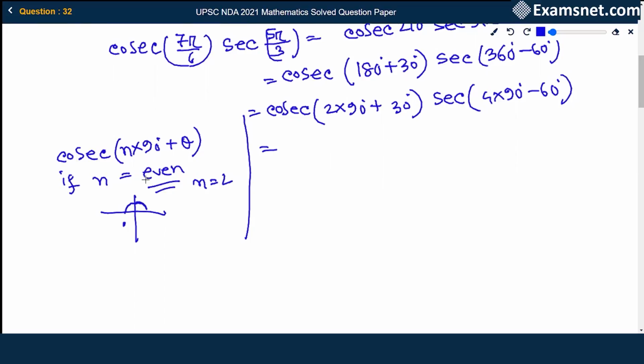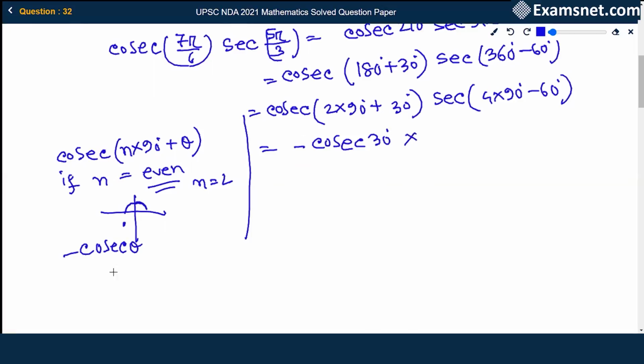If n is odd, we will write cot. Since n is even, we will write cosec. So it becomes minus cosec theta. In this case, theta is 30 degree. So it is minus cosec 30 degree.